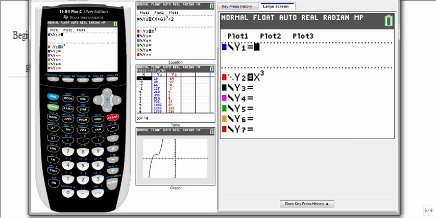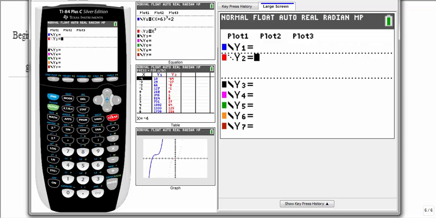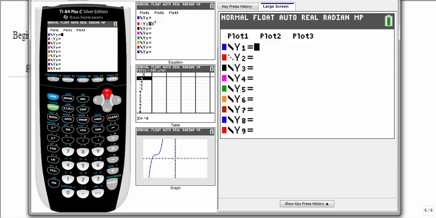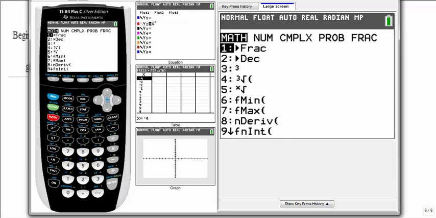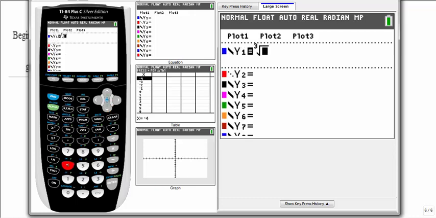I'm going to clear both of these out of here, and let's go ahead and do the parent graph first. That's the cubic root of x. So cubic root, well, depending on your calculator, the cubic root will be in a different spot. If you hit math and you scroll down, if you notice right here, you have that cubic root function. You could also use parentheses and use a 1/3 as your exponent, so that would work as well. But here's the cubic root, and we want just good old x.